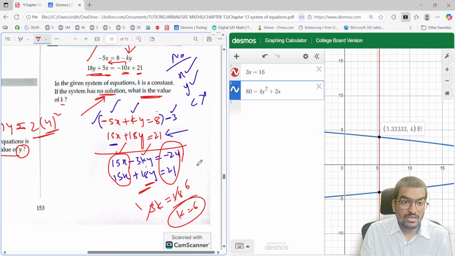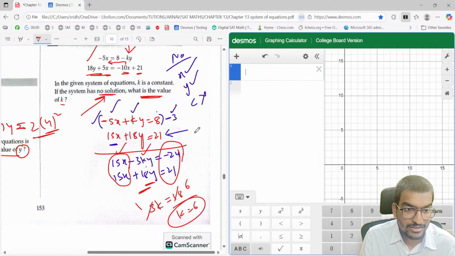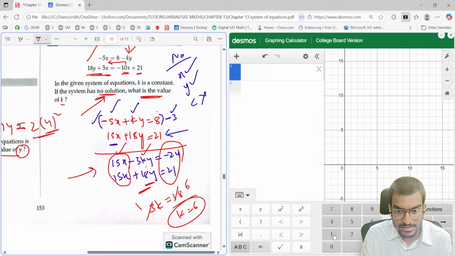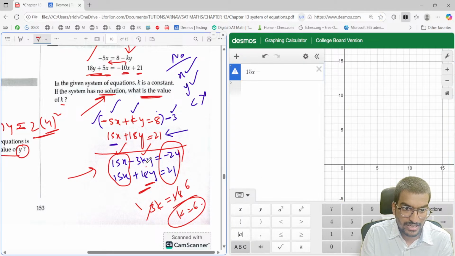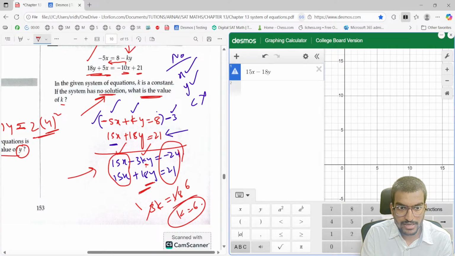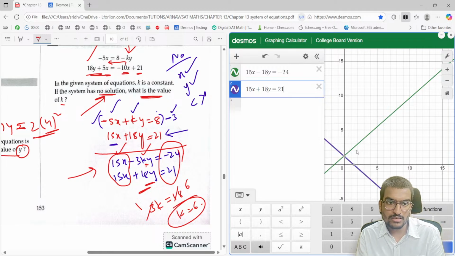And if you still have doubt, just take the equations and put them into Desmos to check whether you're right or wrong. 15x minus 3 into 6, since we got the k value 6, minus 18y equals negative 24. And the second equation we got is 15x plus 18y equals 21. No solution. Just a second.